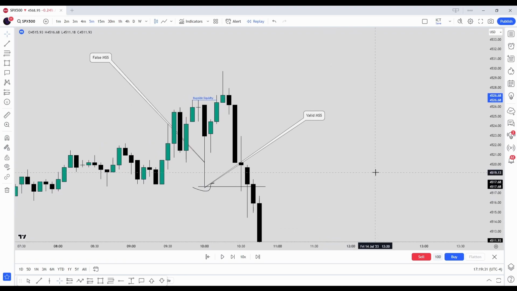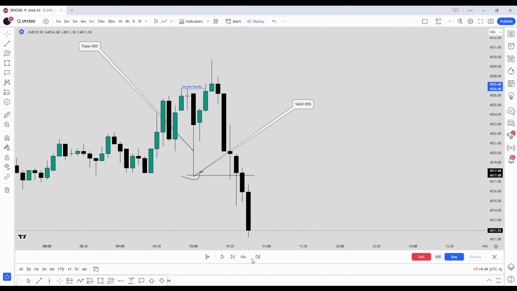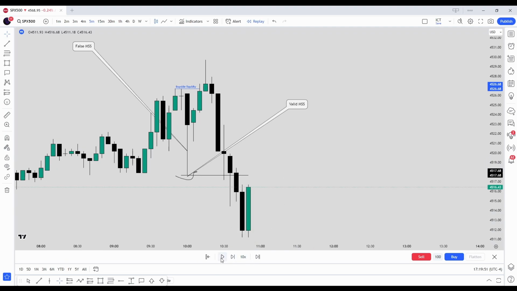Sometimes you get it wrong, sometimes you don't. But even if you get it wrong, you follow your rules, you follow your plan, you know what is right. And sometimes the algorithm just doesn't deliver how you expect it to. It's not going to be a 100% win rate. So we see price continue. Now let's see if it returns.